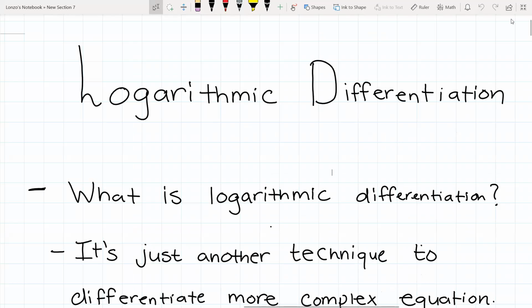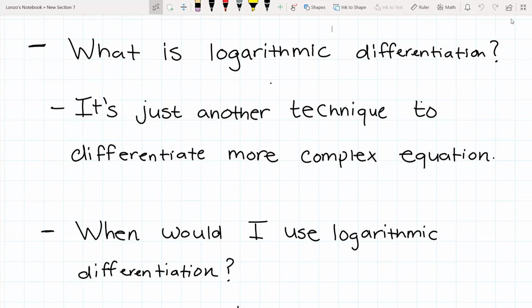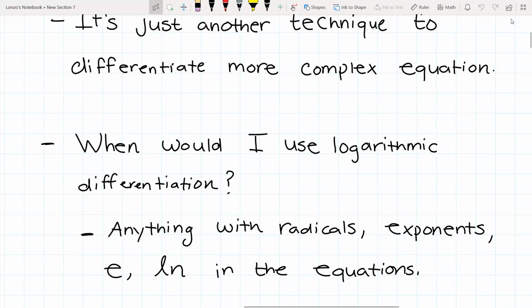Hello, in this section I will derive using logarithmic differentiation. So what is logarithmic differentiation? It's just another technique to differentiate more complex equations. When would I use logarithmic differentiation, you ask? Anything with radicals, exponents, natural log in the equation.